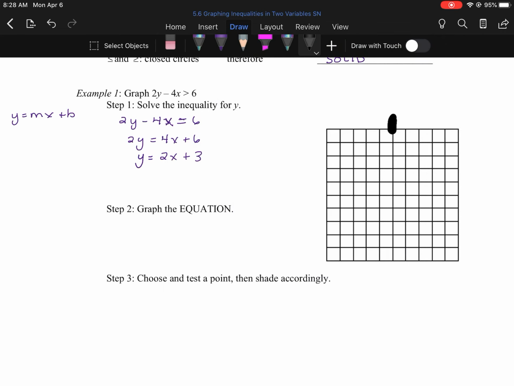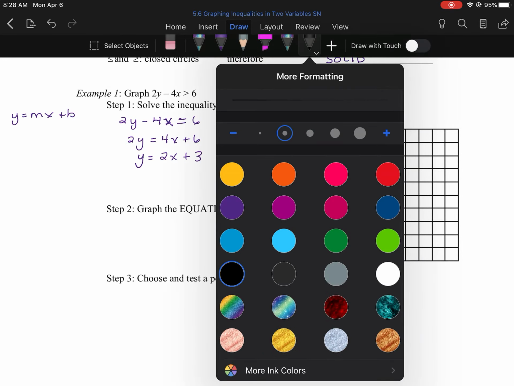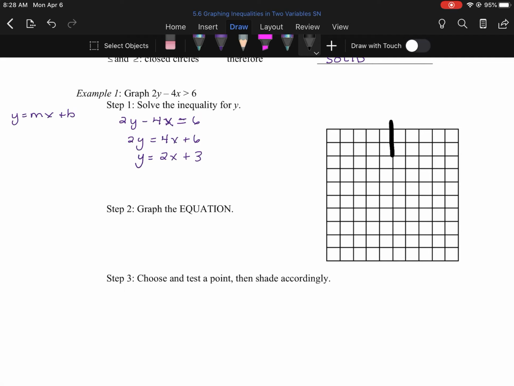I'm also going to go ahead, make this a little bit thicker, and put my xy axis right down the middle. That's a little better. So right down the middle. Okay. So now we have to graph this equation. So a couple ways to graph this.